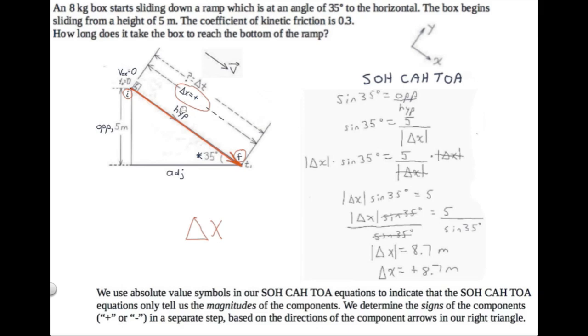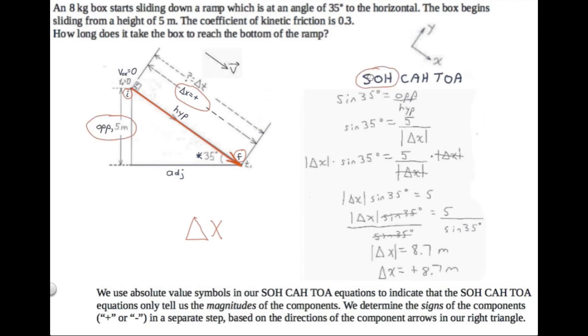I label this side as the hypotenuse because it's across from the 90-degree angle. I label this leg as adjacent because it's adjacent to the 35-degree angle which we've chosen to focus on. And I label this leg as opposite because it's opposite to the 35-degree angle which we've chosen to focus on.